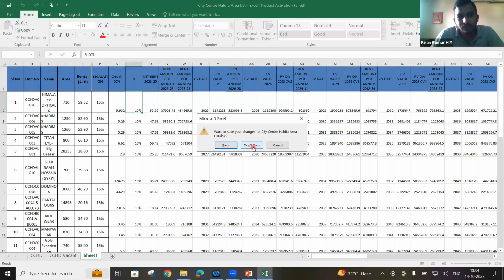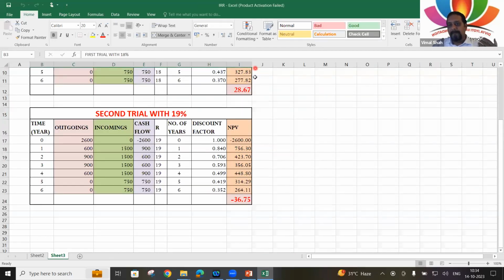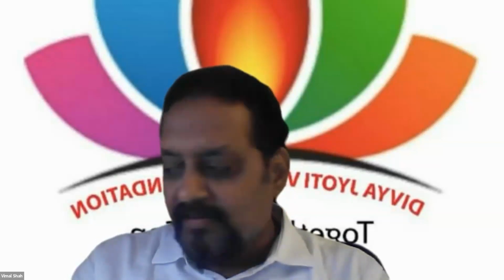Sir, how many years did it take to recover? What was the rental value, what were the outgoings, what was the increment in the rent? That was the only data I required for this assignment. Sir, how many years were required to recover that 7 crores? How many years?